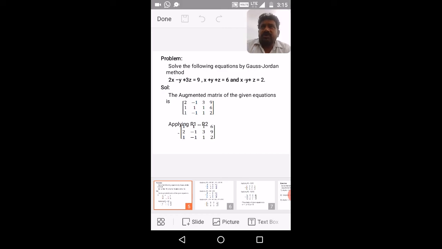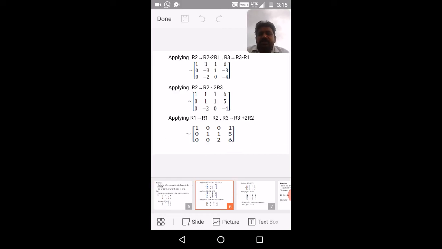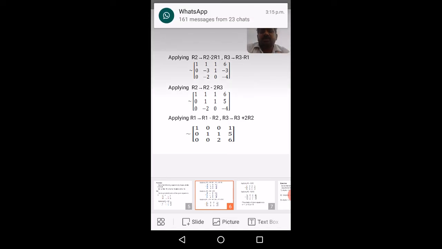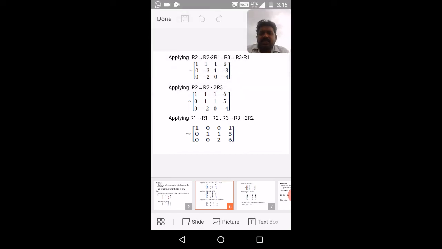So for that you have to select suitable row operations. That's why here we first interchanged R1 and R2, because we need the first element of the first row to be 1, and after that we took R2 minus 2R1 and R3 minus R1 operations, because we need the first element of the second row and of the third row to be 0. Like that, in the next step, we took R2 minus 2R3.